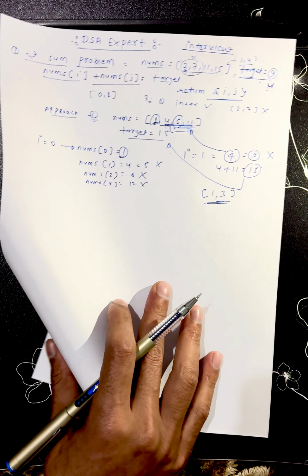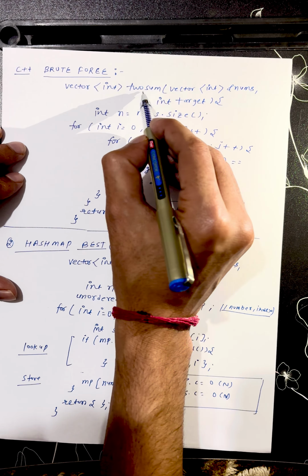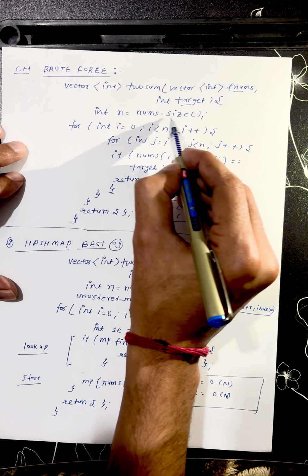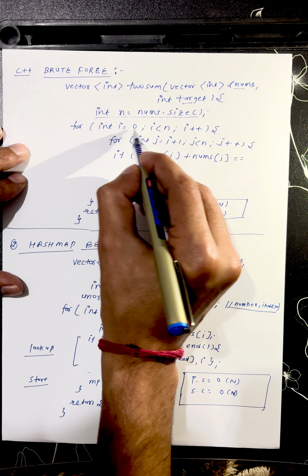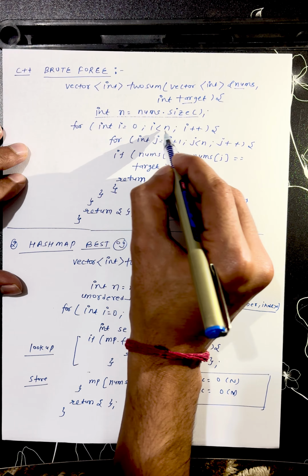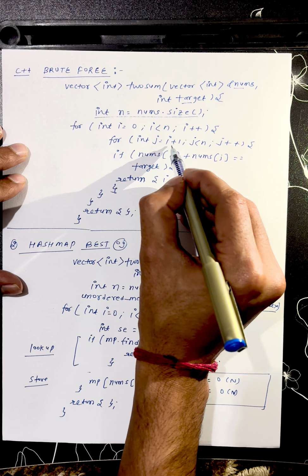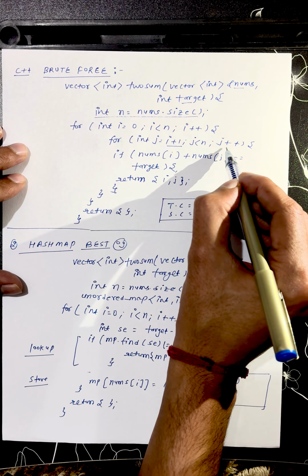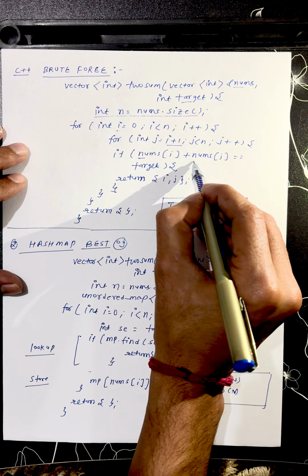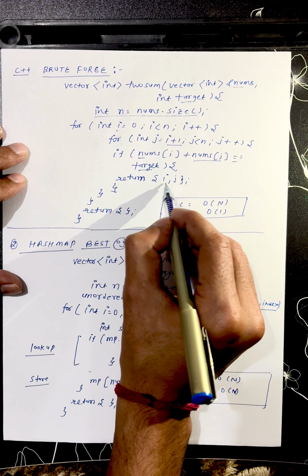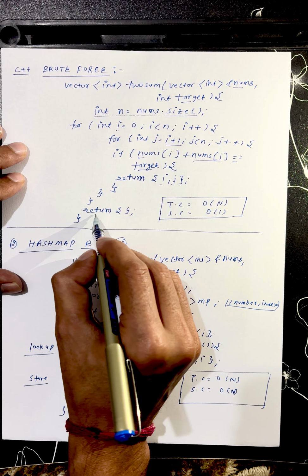So I have already written the solution for this brute force method as well as the optimized solution. We are given the integer array nums and the target, and firstly we will find the length of the given array. For i equal to 0, we will run the loop from i equal to 0 to n, and for j we will run another loop, j equal to i plus 1 to n. And if we find nums[i] plus nums[j] equal to target, we will return the indices i and j. And if we don't find any solution, we will return empty indices.